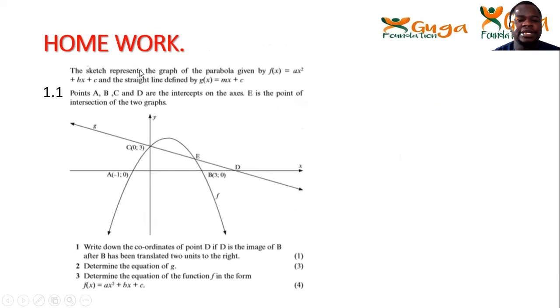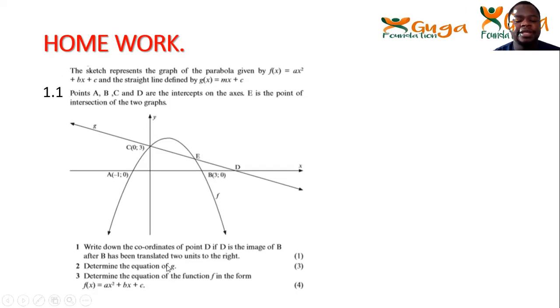It's very simple. You are just given a sketch of a parabolic function and a graph g of x is this one. So here you are given the x-intercept, write down the coordinate of d. Where is d? D is here. If d is the image of b, where is b? B is this one here, has been translated 2 units to the right. Simple, just x plus 2, 3 plus 5.